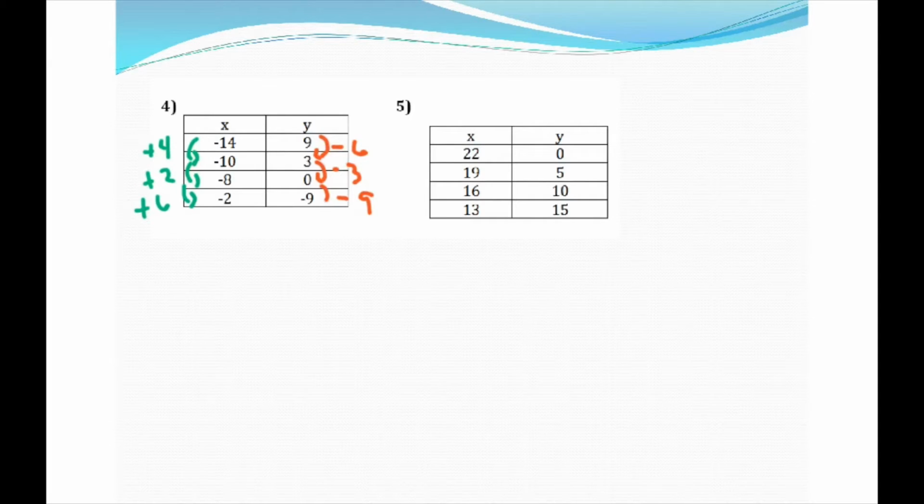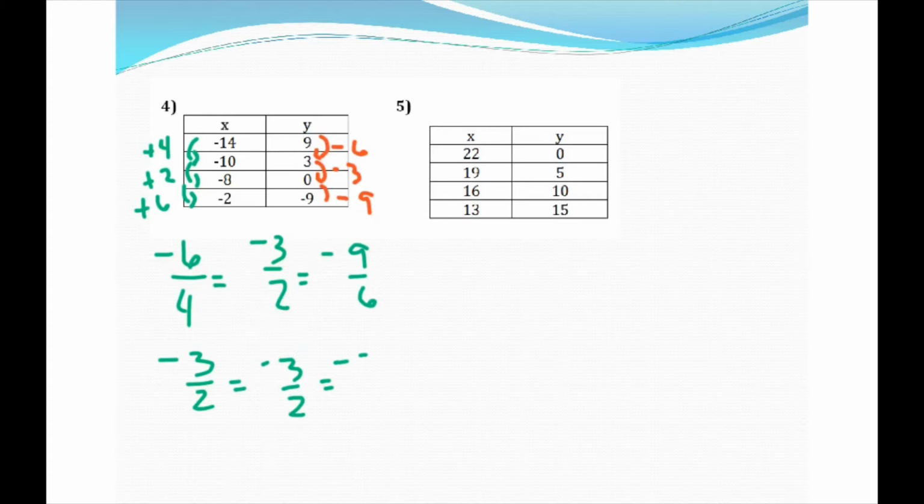So the ratio, negative 6 over 4, negative 3 over 2, and negative 9 over 6, and all of those reduce to negative 3 halves. And so since they're all the same, this is linear, and my slope is negative 3 halves.